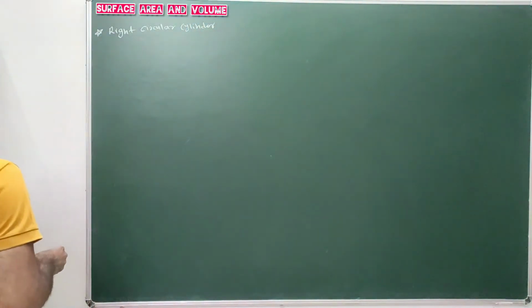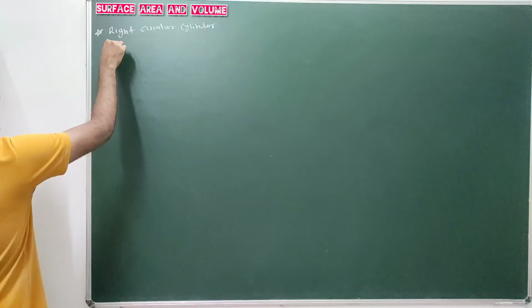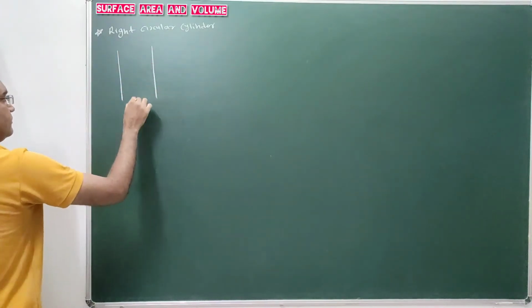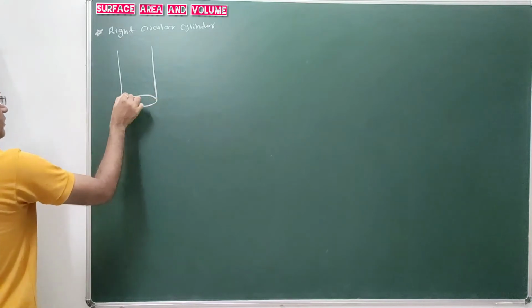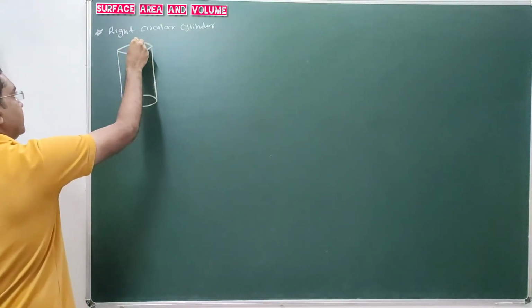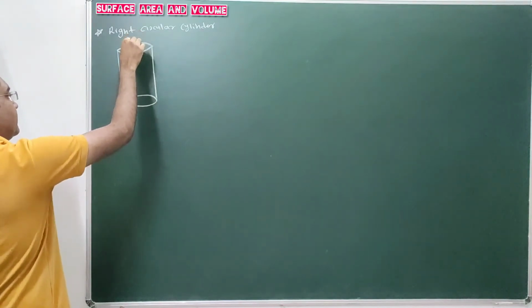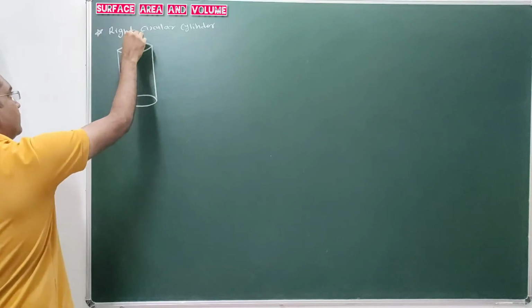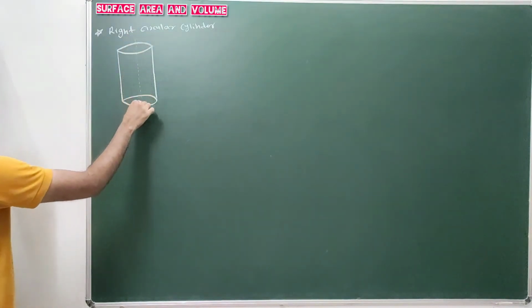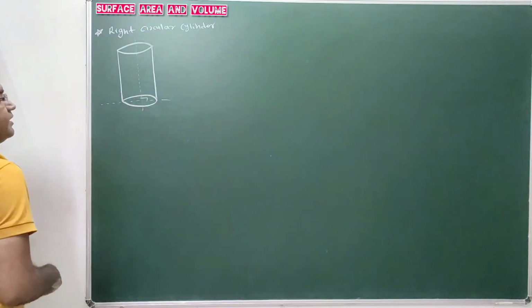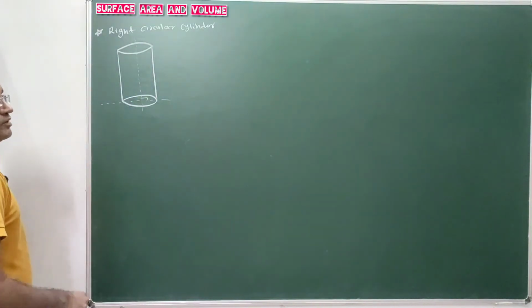Right circular cylinder. Here a right circular cylinder will be like this. It is called a right circular cylinder because the height of the cylinder, that is the vertical axis, makes a right angle with the horizontal axis. If we assume this vertical axis and this horizontal axis, then it will be at 90 degrees. That's why it is called a right circular cylinder.